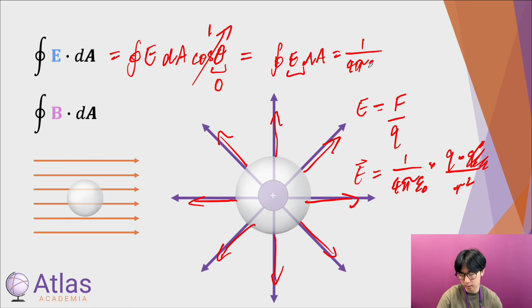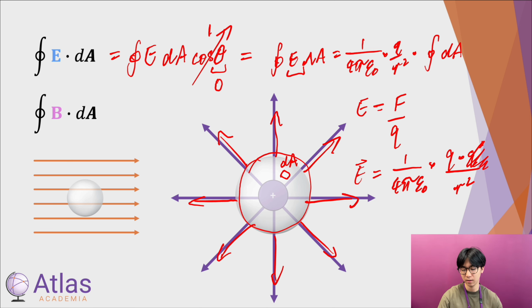So 1 on 4 pi epsilon naught times Q on R squared times the surface integral of dA. And if we're taking these infinitesimally small pieces of area, let's say this one, and I'm finding the sum or the integral of this across the entire surface, then that's just the surface area of a sphere, right? What is the surface area of a sphere? Well, it's 4 pi r squared. Hey, I have 4 pi r squared up here. That cancels out with the 4 pi r squared down here. And so I get an expression for my electric flux, which is Q on epsilon naught, where Q is my charge enclosed within the sphere. So we say it's Q enclosed.